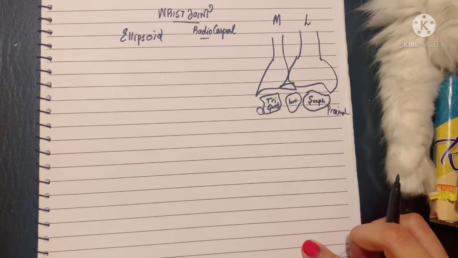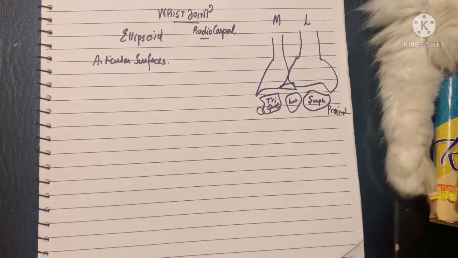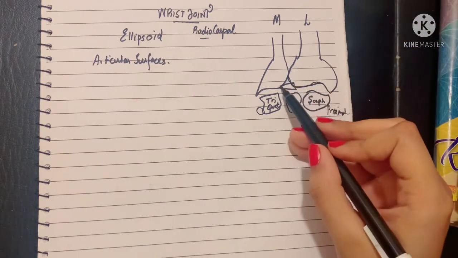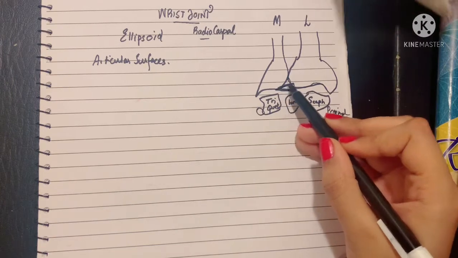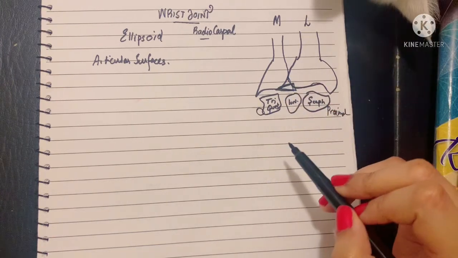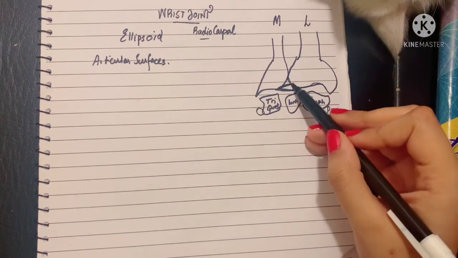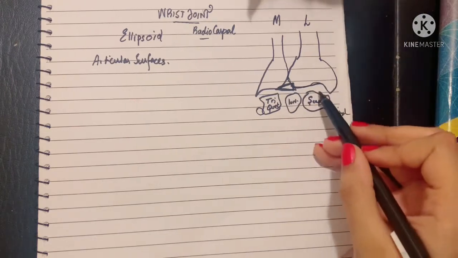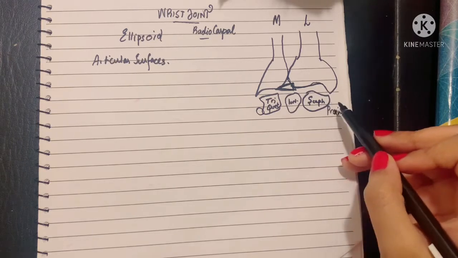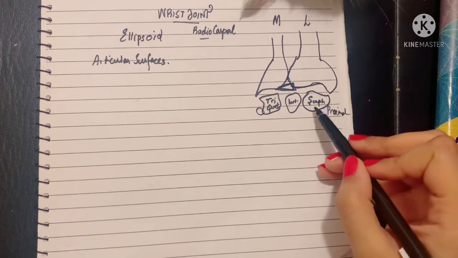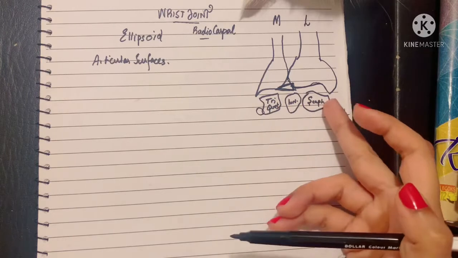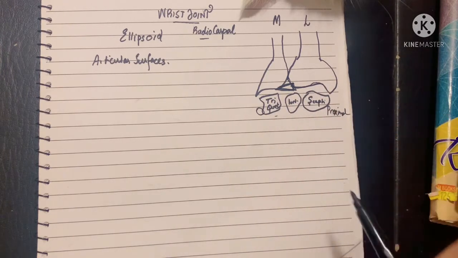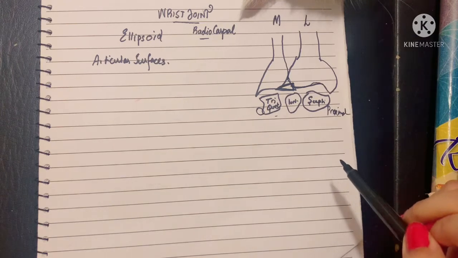So if we talk about the articular surfaces of the wrist joint, they involve the lower end of the radius and the articular disc of the inferior radio-ulnar joint that we studied in the last video, and this is the articular surface above. The articular surface below involves the proximal row of carpal bones, only the lateral three. These are the scaphoid, lunate, and triquetral. So this is the wrist joint.